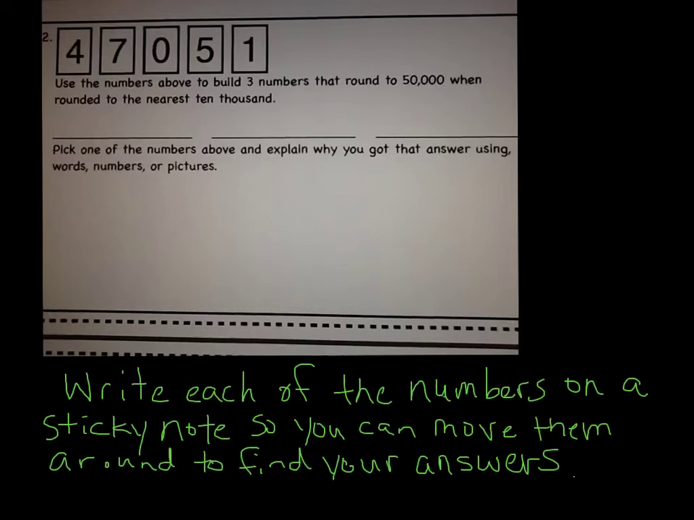Now you and your partner must complete this task. Use the numbers above to build 3 numbers that round to 50,000 when rounded to the nearest 10,000. You're going to write each of the numbers on a sticky note so you can move them around to find your answers. You're going to put them on the lines. Then you're going to pick one of the numbers above and explain why you got that answer using words, numbers, or pictures. Go ahead and shut off the video and begin.